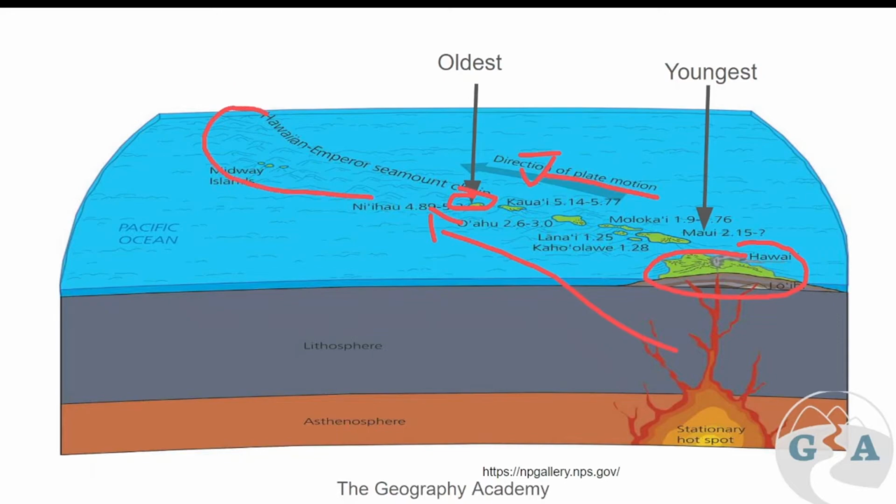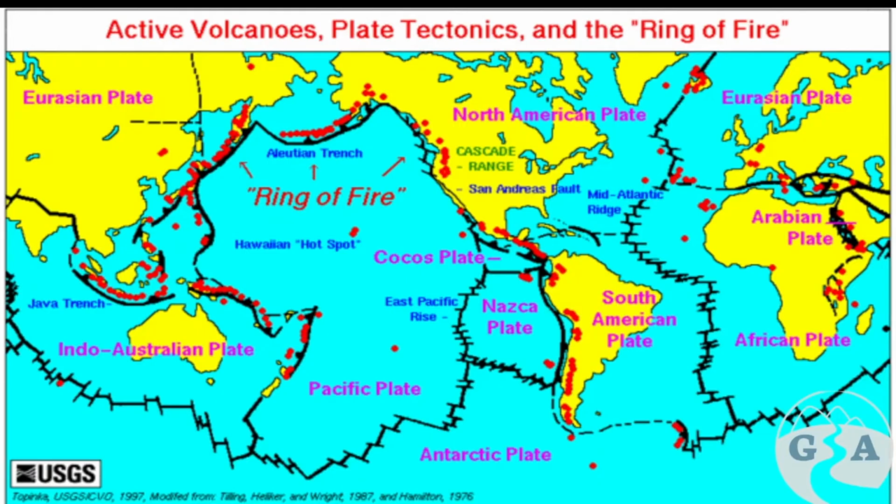There's lots of different islands out here. If you check it out on Google Maps, you'll see lots of islands that fit that description and follow that pattern. So this hotspot has created many islands, and the tectonic plates moving have brought the islands away from that area.